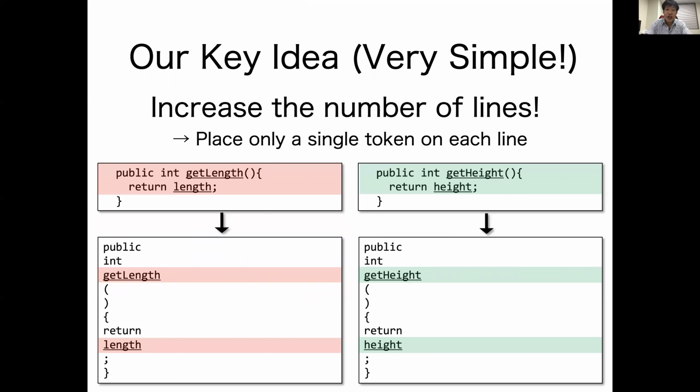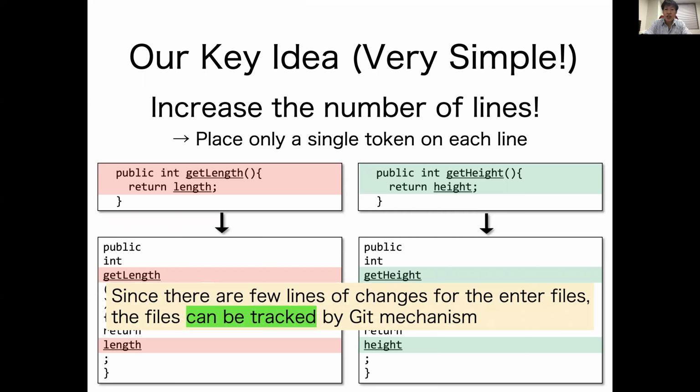Here is our key idea to this problem. It's very simple. Let's increase the number of lines, which means placing only a single token on each line. In the case that we use this idea, since there are a few lines of changes for the entire files, the files can be tracked by Git mechanisms. Of course, we have also proposed some heuristics to realize better method tracking, but due to time limitation, I cannot talk about them. If you get interested in this research, please read our paper.